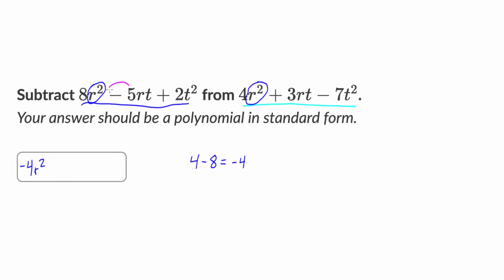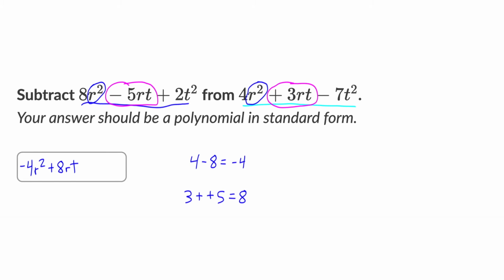We got negative 5rt, and we got positive 3rt, okay? Are these able to be added up? Yes, they are, because they're both rt's, okay? The variables are exactly the same. So we're gonna do 3 minus negative 5. Whoa, we got something cool going on. 2 negatives next to each other equal a positive. That's 8. 3 plus 5 is 8. And it's a positive, so that's pretty nice. So it's going to be plus 8rt.